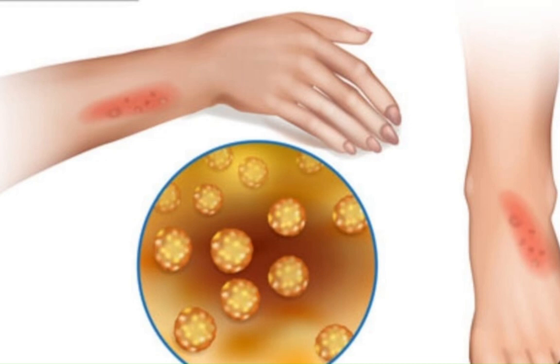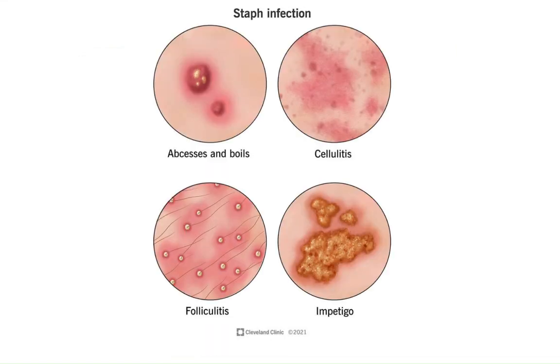Staphylococcus interacts with a diverse array of microorganisms, both beneficial and harmful. These interactions shape microbial communities and influence ecological dynamics.